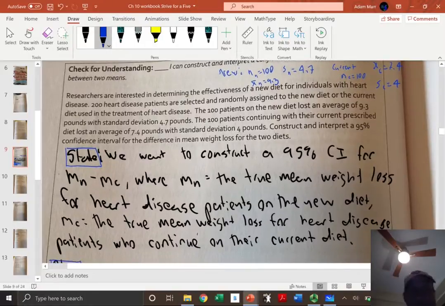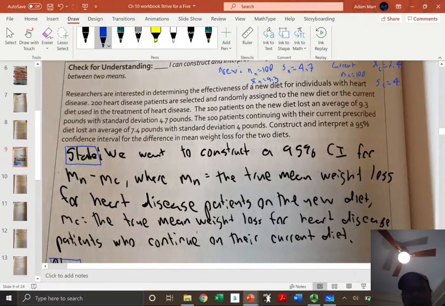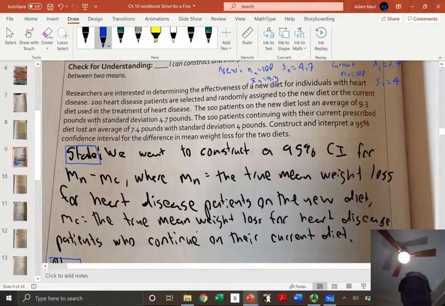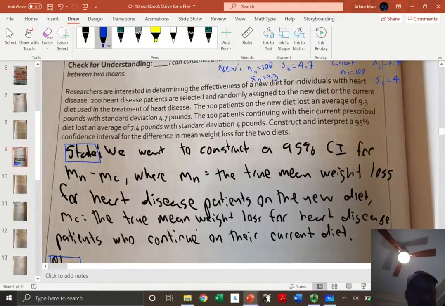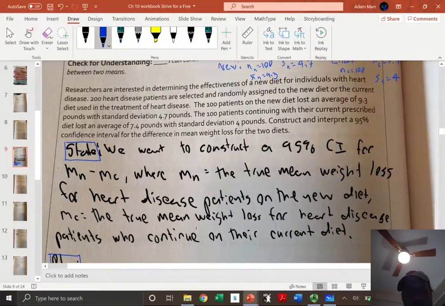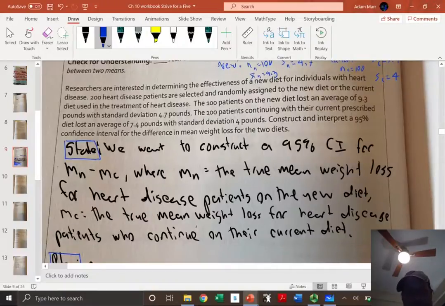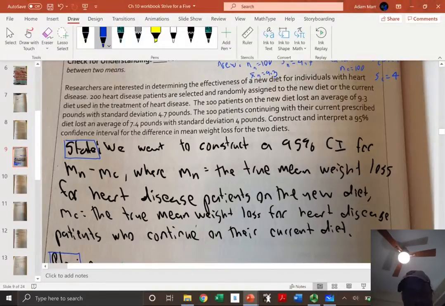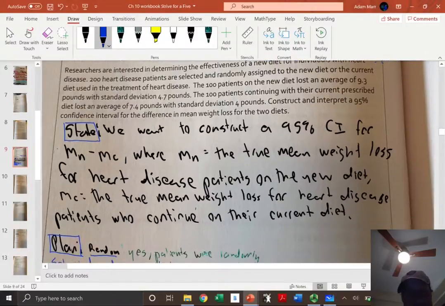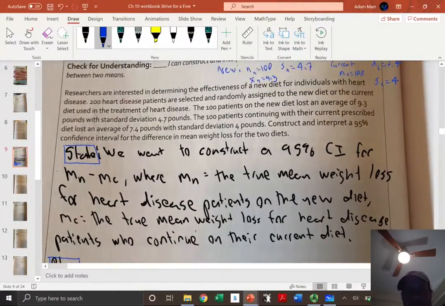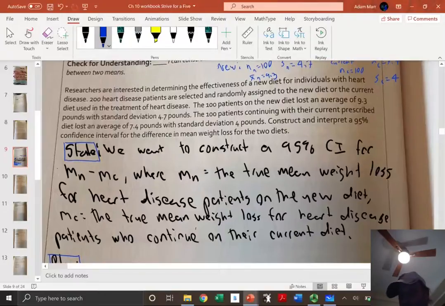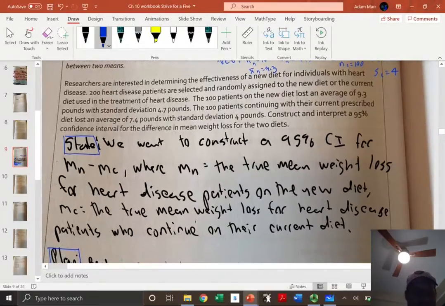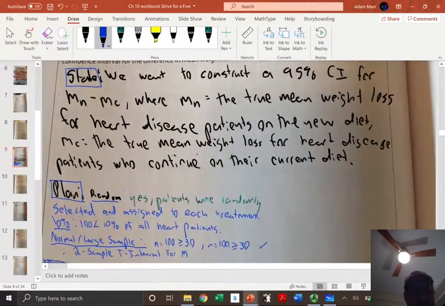So we state, we want to construct a 95% confidence interval, CI, for mu sub n minus mu sub c, where mu sub n is the true mean weight loss for heart disease patients on the new diet. Remember, n stands for new. Mu sub c, the true mean weight loss for heart disease patients who continue on the current diet. All right, and of course right here we have a confidence interval, so we don't need to put the alpha level here for a confidence interval. All right, we're good. Plan.